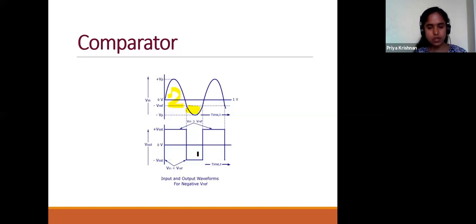The output wave will look like on, off, on, off, on, off. So this is the comparator. It will have one reference voltage and will always compare with the reference voltage, and it's very easy. No need of any feedback network here.